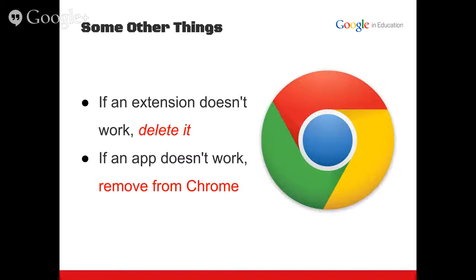So some other things. All right, so back in the day, if an application doesn't work, you have to try to find the uninstall icon to try to uninstall it. If you want to install an application, you have to try to find it and download the most recent version of it and constantly update it. Here's the great thing about Chrome: you never have to bother updating anything because it's always updated for you. And if something doesn't work, you can simply just remove it. And let me show you guys how to do that really quick.